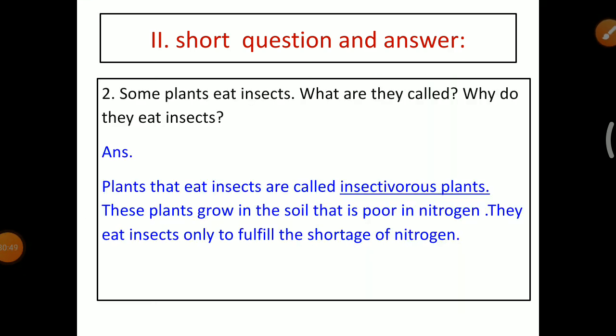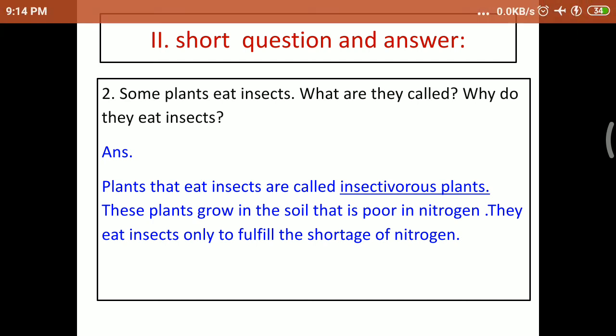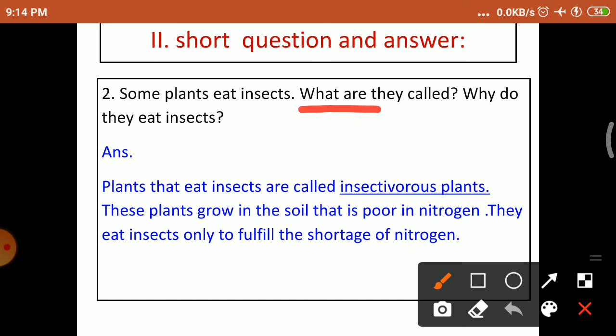The next question: some plants eat insects. Today I discussed this. What are they called? Why do they eat insects? There are two questions present in this question. The first one is, what are they called? The second one, why do they eat insects?